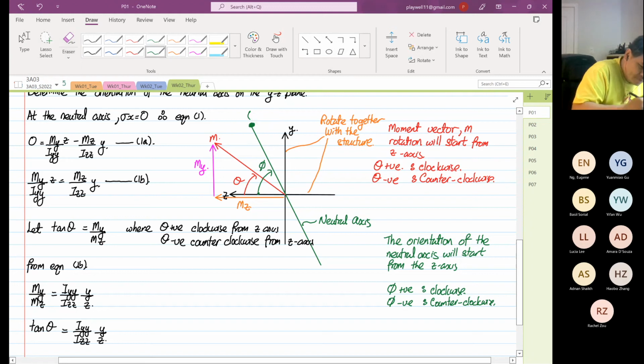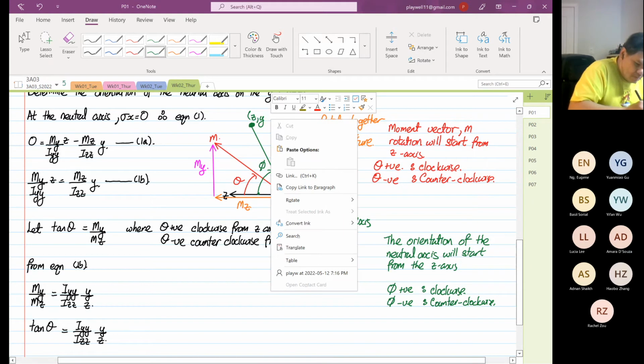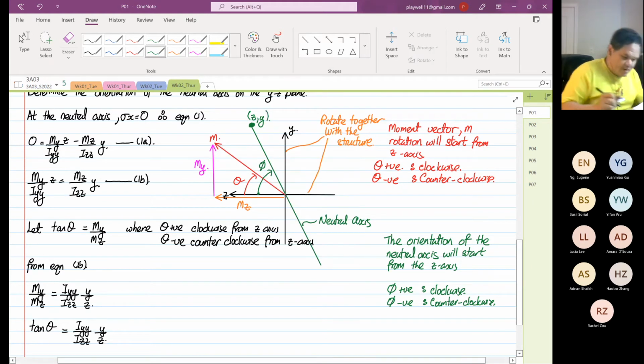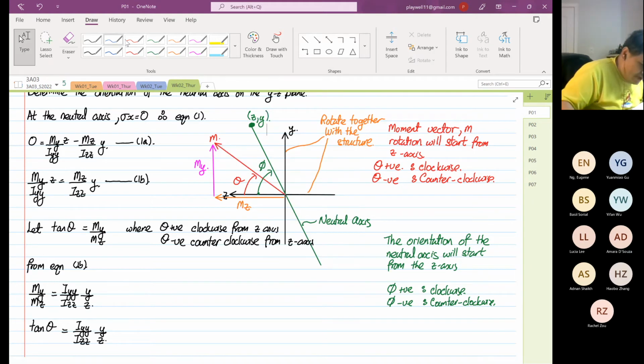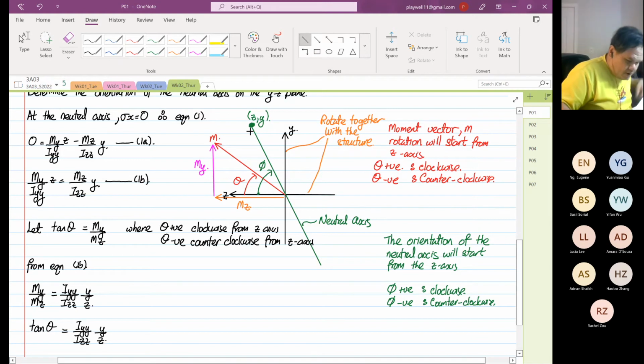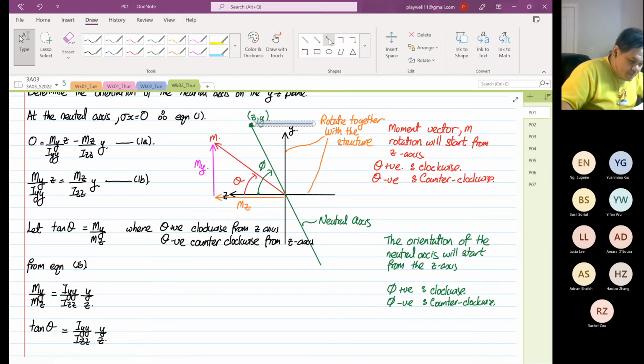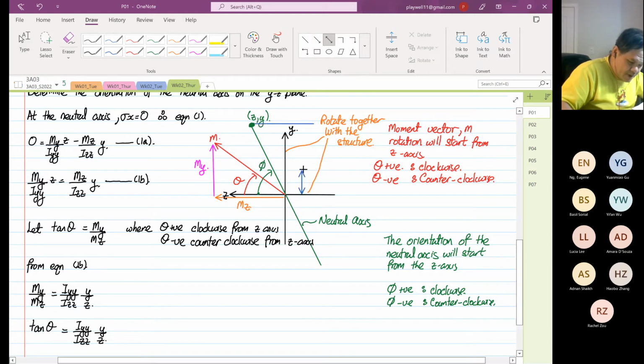Coordinate points. Okay. And we know the measurement. We are aware that the distance from here to here, this height over here, right? This is your y.